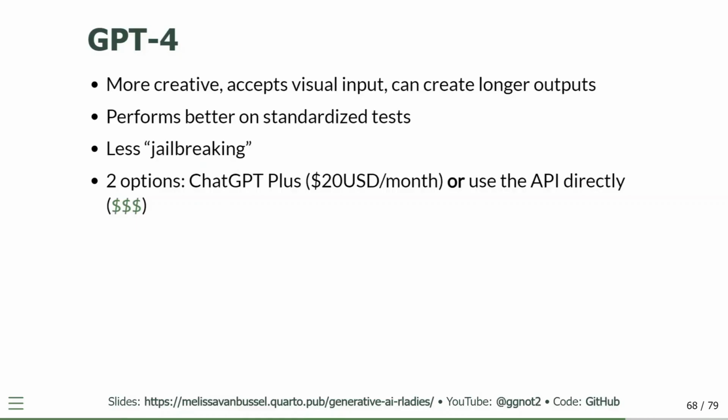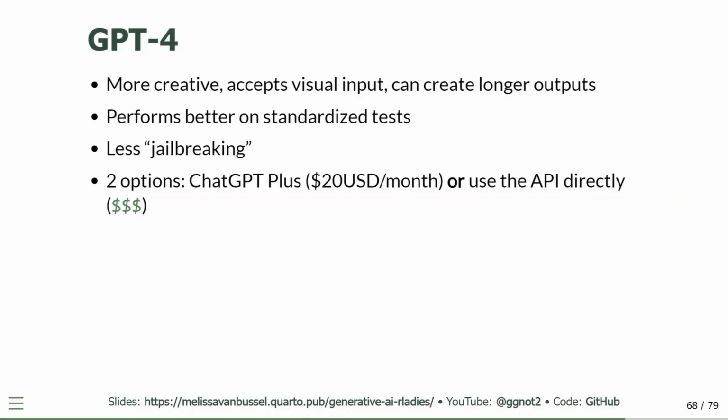I also wanted to take a moment to briefly talk about GPT-4, which is a newer model, and OpenAI claims that this model is more creative. It also accepts visual input, so you can include pictures in your prompts, and it can create longer outputs. GPT-4 can handle up to 25,000 words. GPT-4 also performs a lot better on standardized tests than the 3.5 model did. According to OpenAI's website, the original model was typically finishing in the 10th percentile for standardized tests, whereas GPT-4 can perform as high as the 99th percentile.